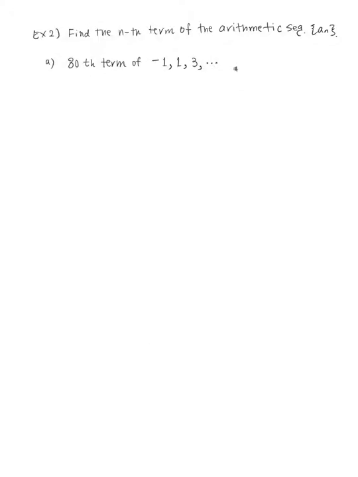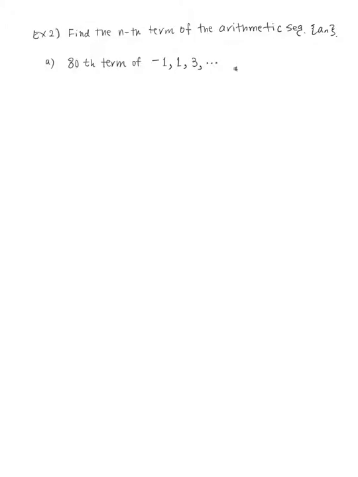Now let's look at something like this. Find the nth term of the arithmetic sequence a sub n. So we're all given an arithmetic sequence here. So let's go with part A. 80th term of the sequence negative 1, comma 1, comma 3, and so on.